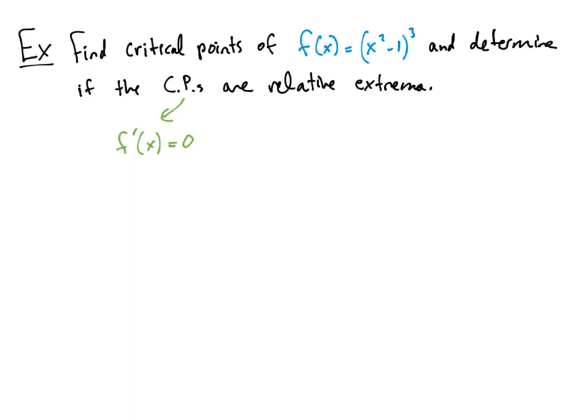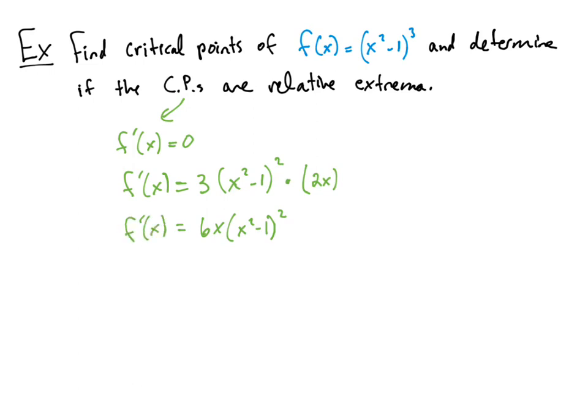So let's take the derivative of f of x. We'll say f prime of x, using the power rule and then the chain rule: 3 times x squared minus 1, quantity squared, and then we take the derivative of the inside function, so that'll be 2x. Simplifying this, we get 6x times x squared minus 1, quantity squared. So that's our derivative, and we want to set that equal to 0.